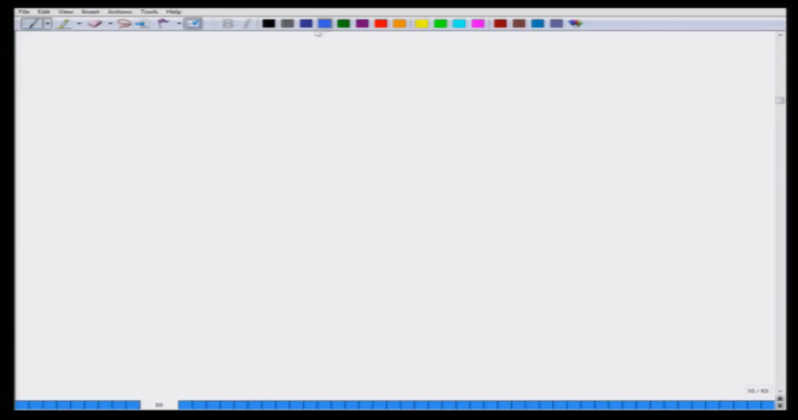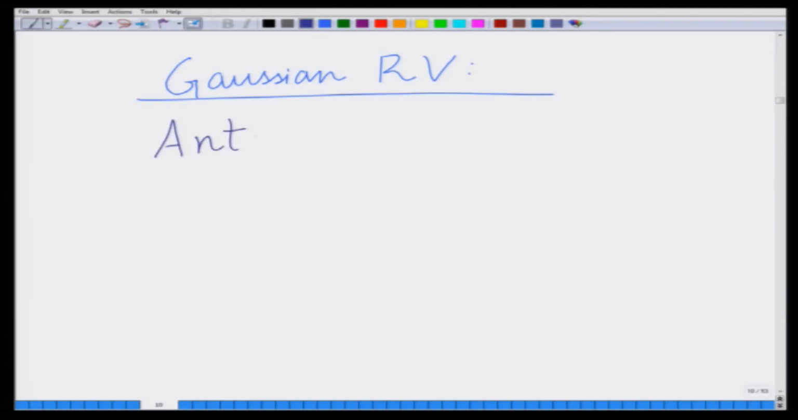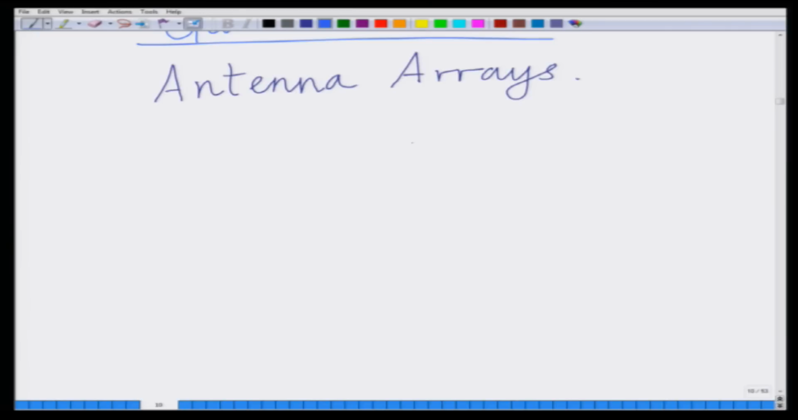Okay. So, let us look at an application of Gaussian random variables in the context of antenna arrays or array processing, right. So, what are we considering? Let me draw a schematic. Let me consider a receiver with multiple antennas.